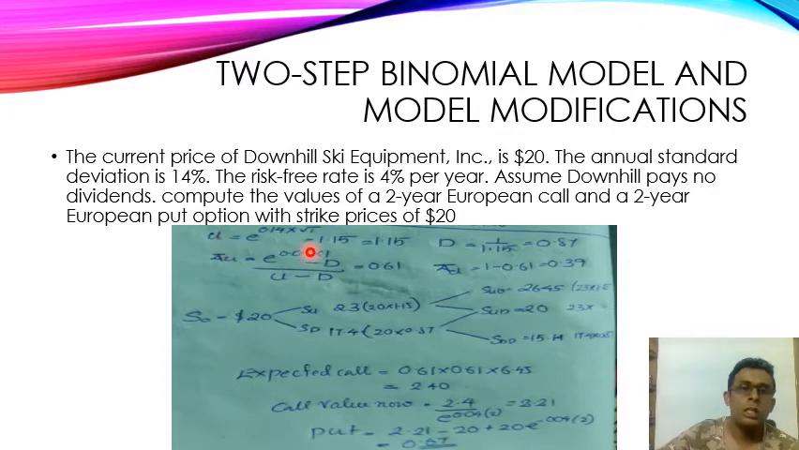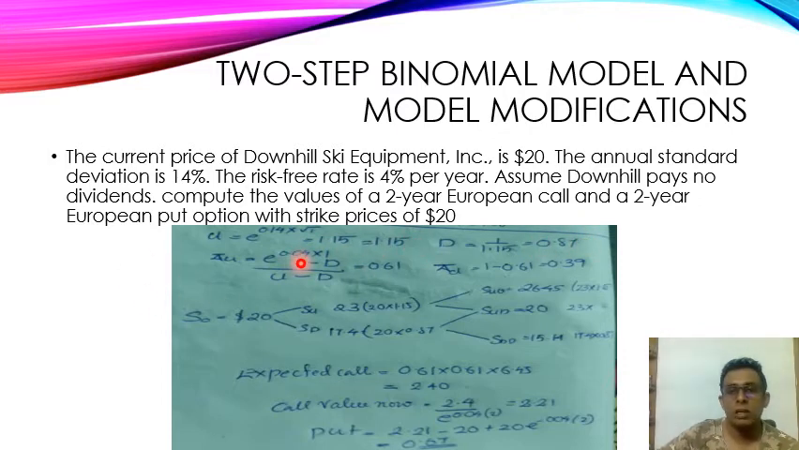While computing U and the probability of the upstate at year 1, we take T as 1, then take T again as 1 to arrive at the next year's probability and upstate value of the stock. So U is equal to e raised to sigma into root T. Sigma is given as 14%, so e raised to 0.14 into root of 1 is equal to 1.15, and D is equal to 0.87.